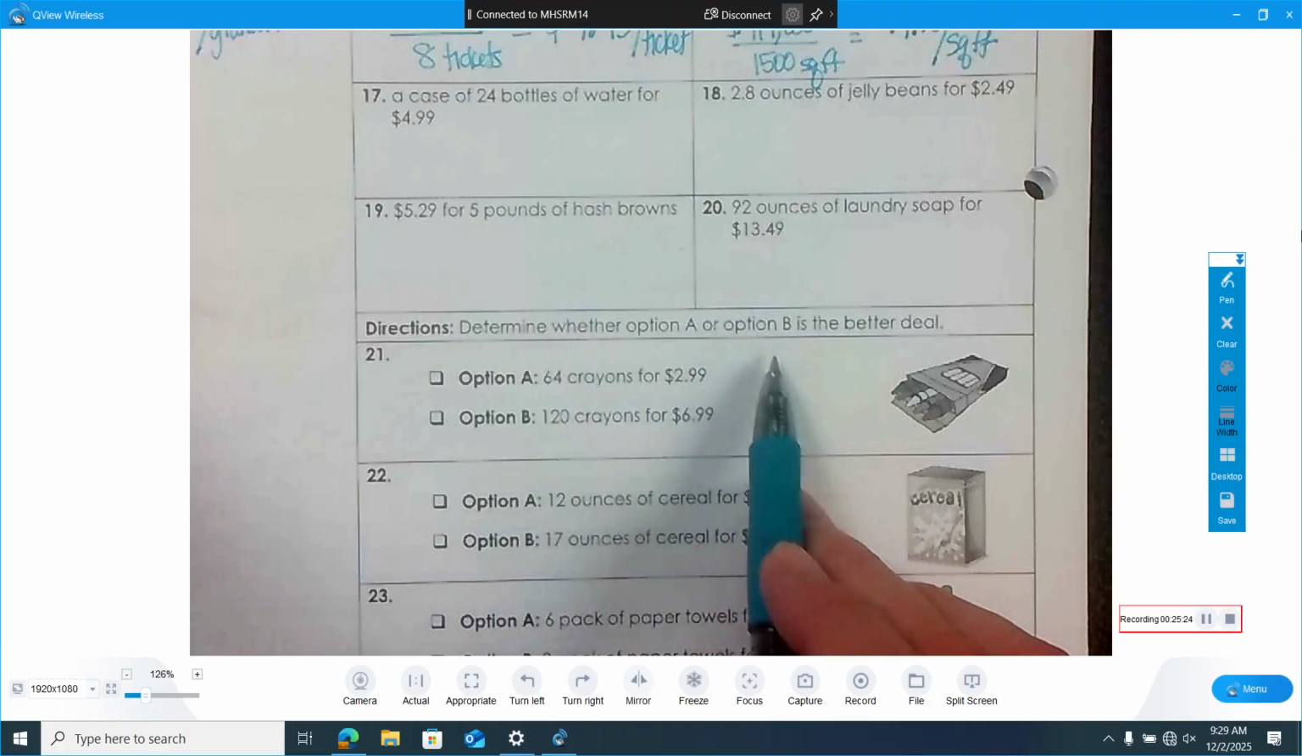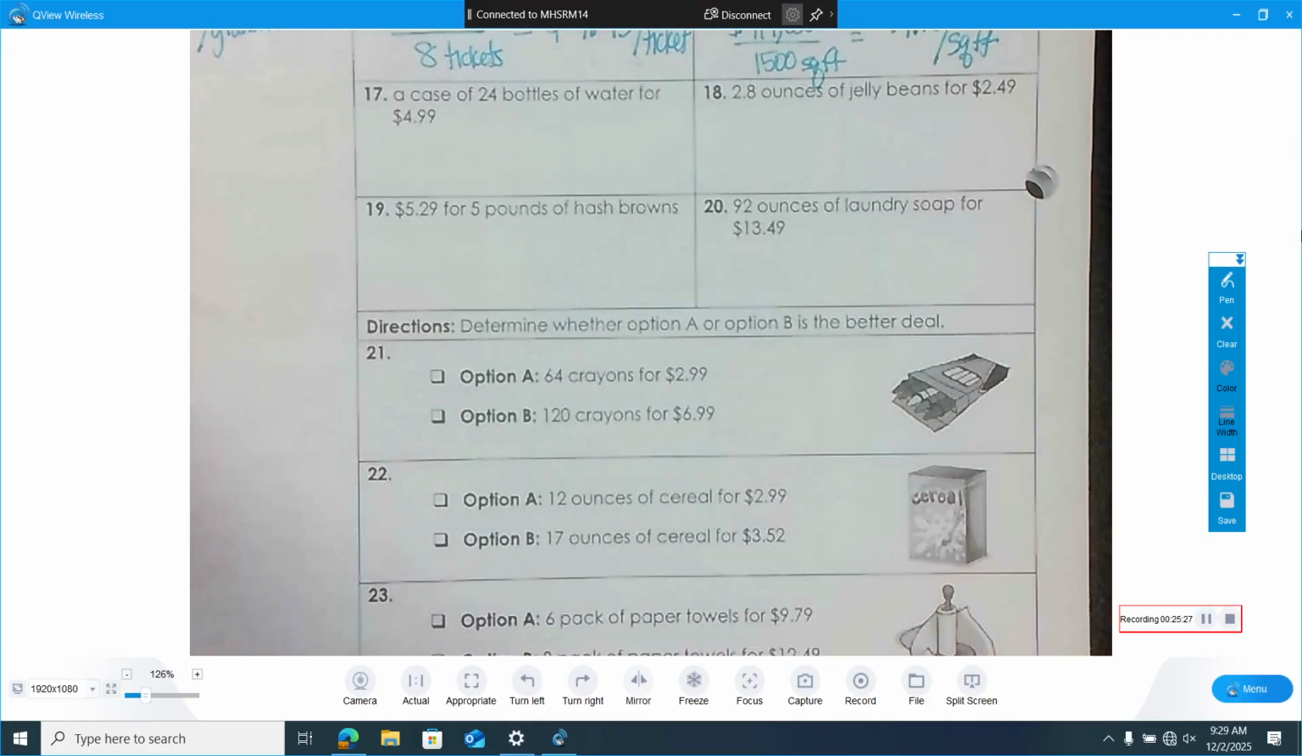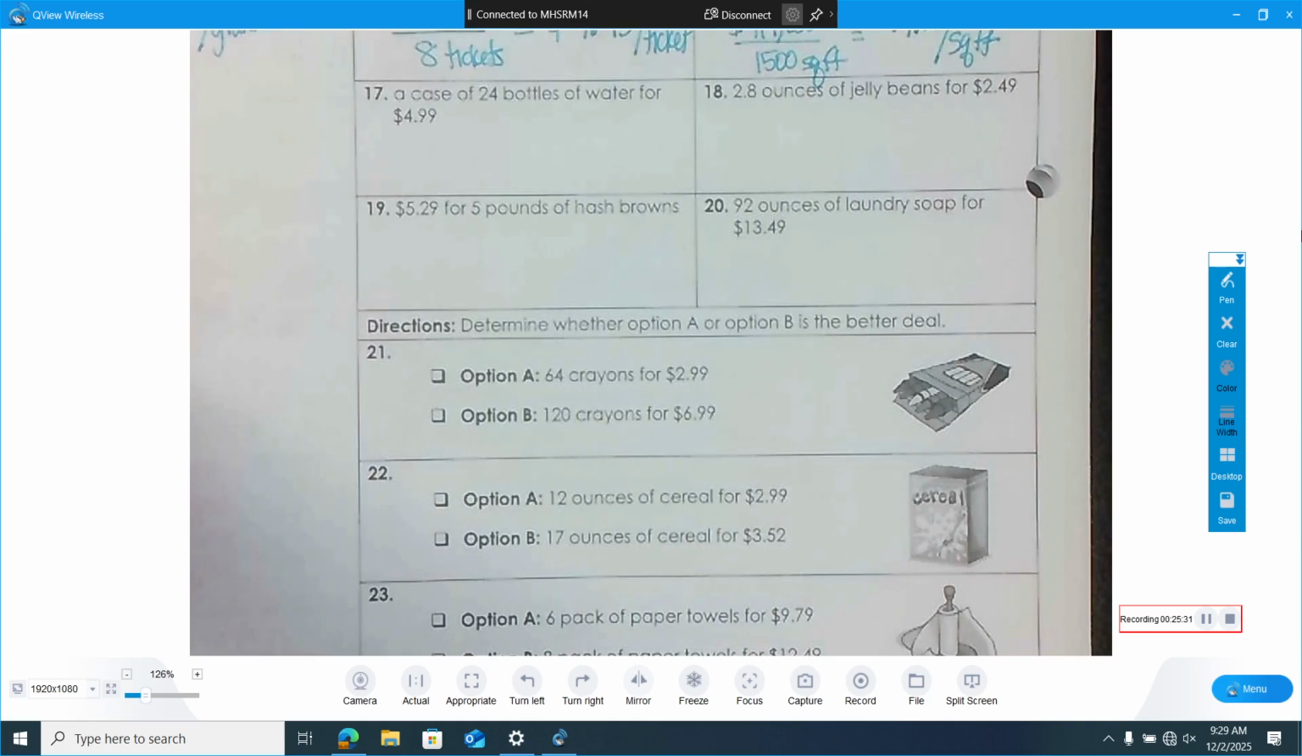All right, let's do number 21 here. Determine whether option A or option B is the better deal. Will you please do number 21 and 22? Which one is the better deal? Which one's a better bargain? Better bargain. We're talking about money.